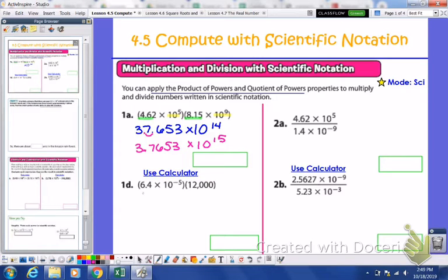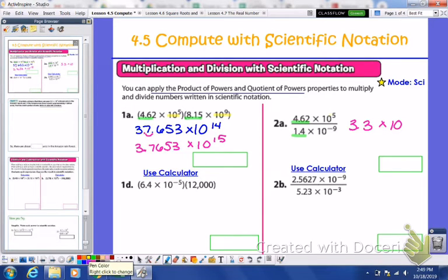Okay, same thing with our division. If I have 4.62 times 10 to the 5th divided by 1.4 times 10 to the negative 9, I'm going to divide my factors. So 4.62 divided by 1.4 leaves me with 3.3 as my factor, times 10 to the, we need to figure out the power.